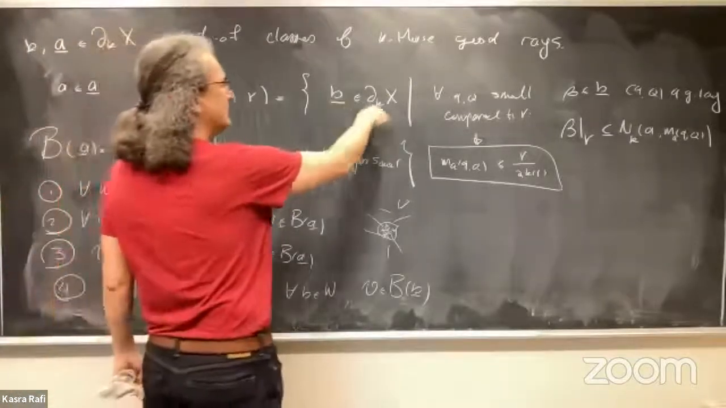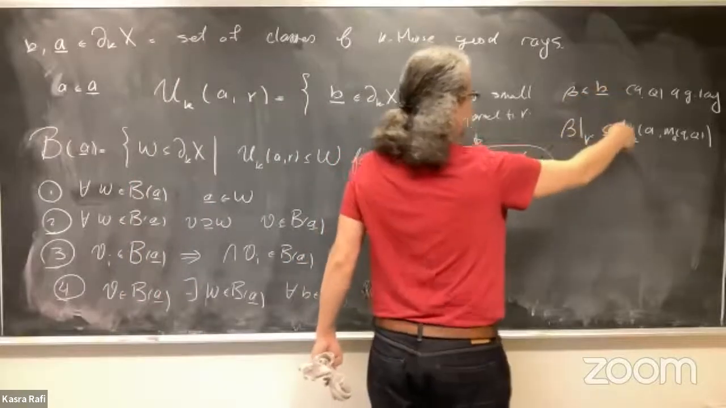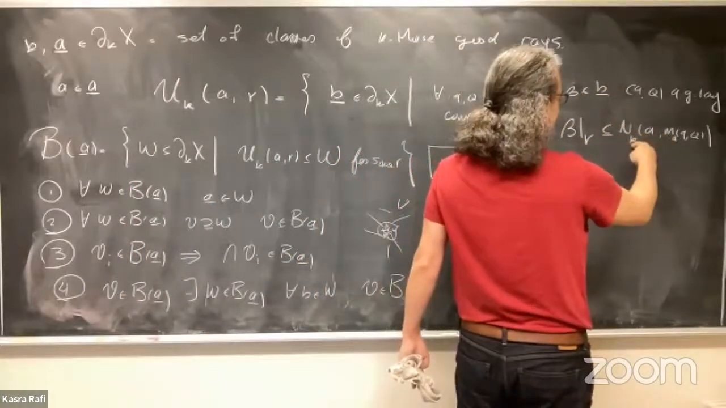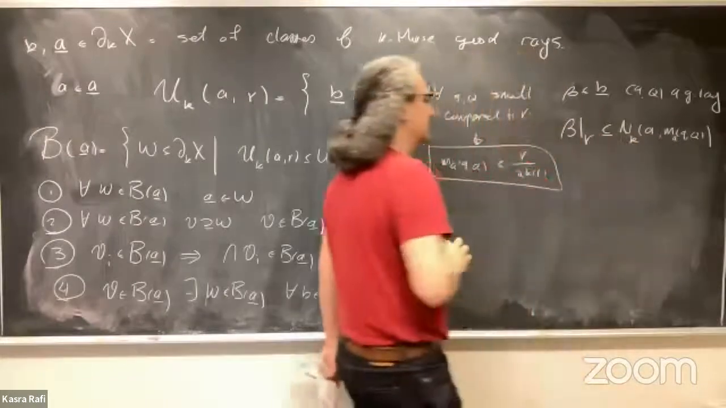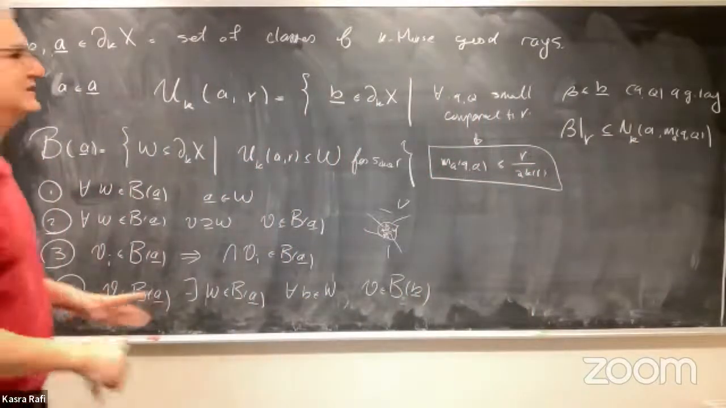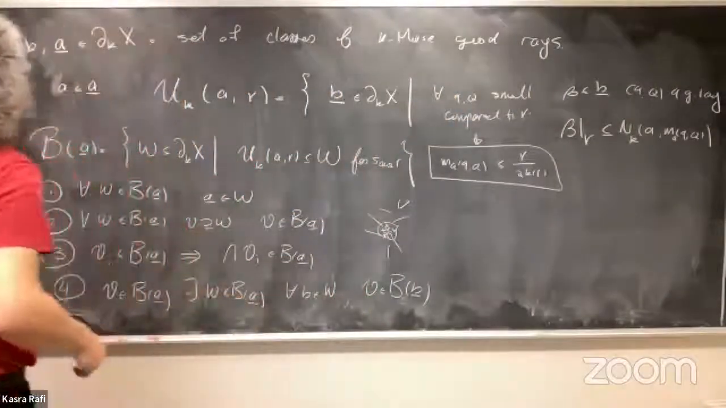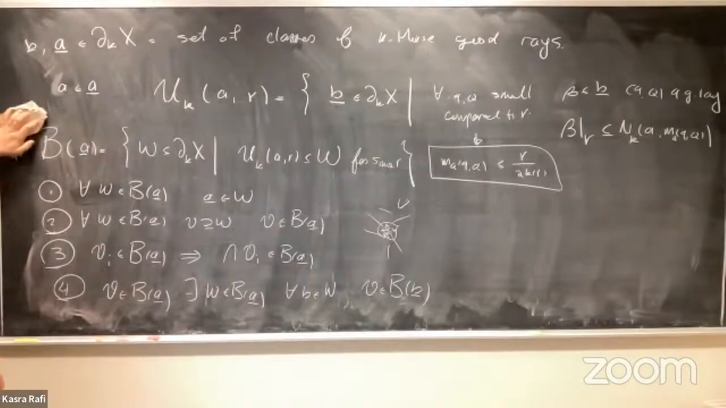And you look at all the points in the boundary where all quasi-geodesics fellow travel A, kappa fellow travel A, up to distance R. All quasi-geodesics. I'm not going to worry about the smallness. The Q's are always small compared with R. You have to do stuff to that.